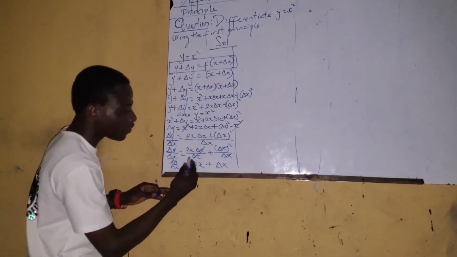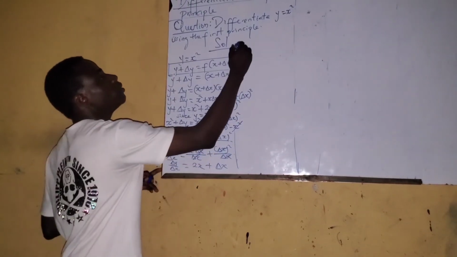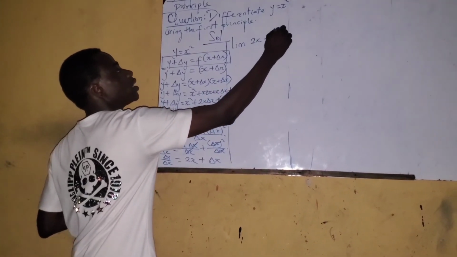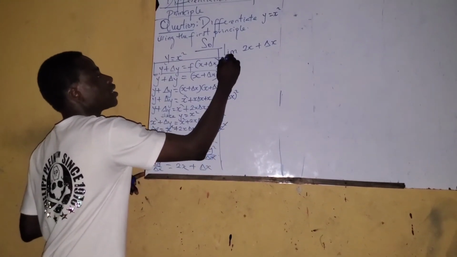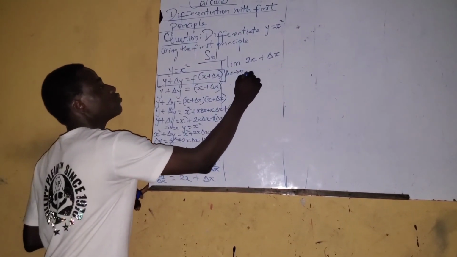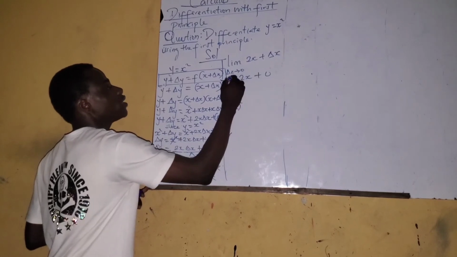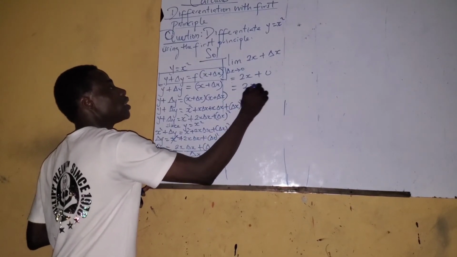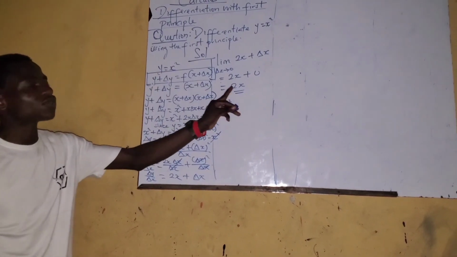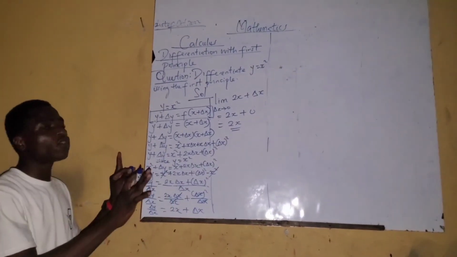Then I will now refer to this as limit. In limit, I say lim of 2x plus delta x as delta x tends to 0. So I will say 2x plus 0. So my final answer is equal to 2x. So I differentiated y equals x squared as 2x. That's using the first principle.